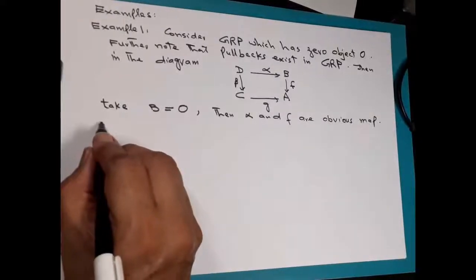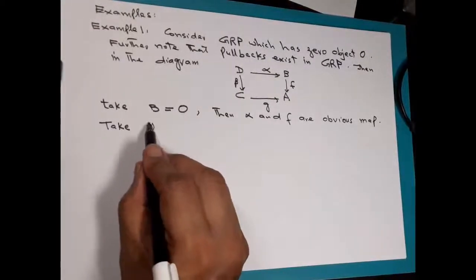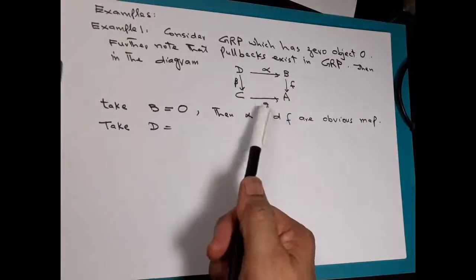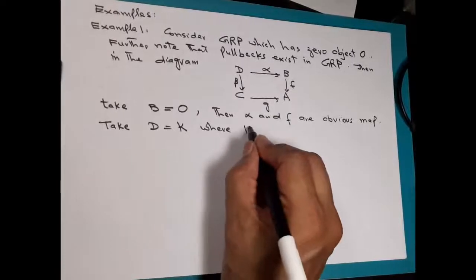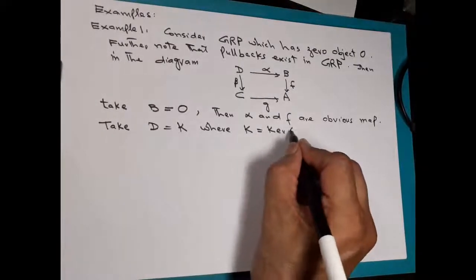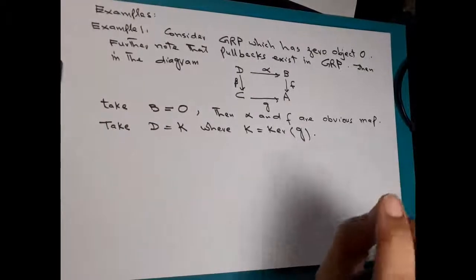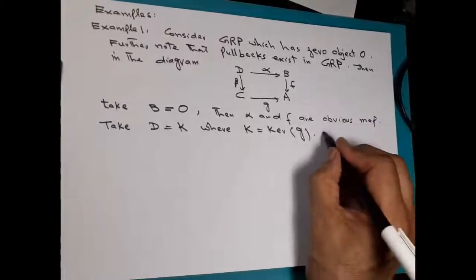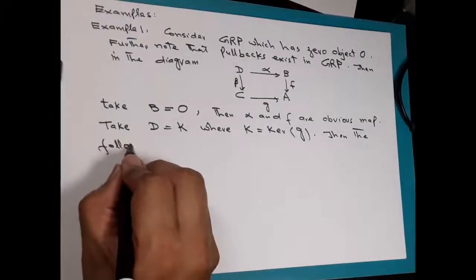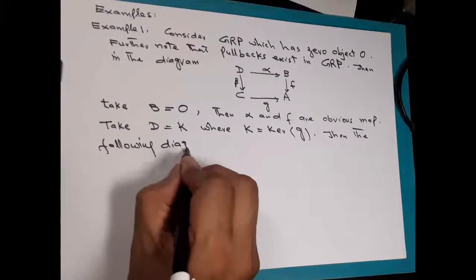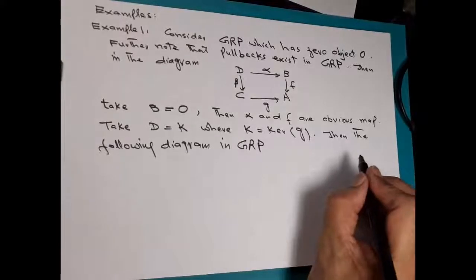So take B equal to zero object, and then take D, this particular object, as kernel of this map G. So take D equal to K, where K is the kernel of this group homomorphism G. Then the following diagram in the category of groups is a pullback diagram.